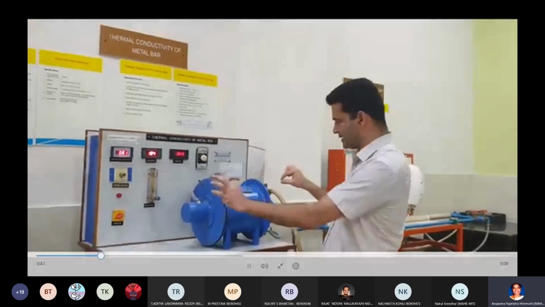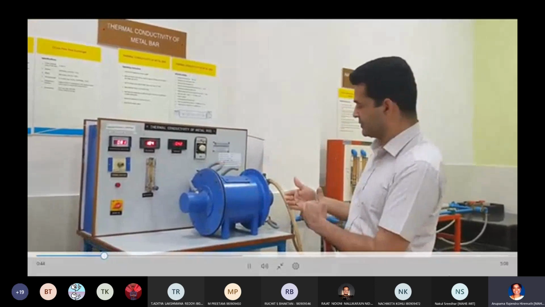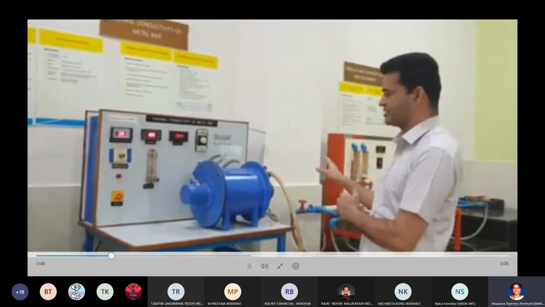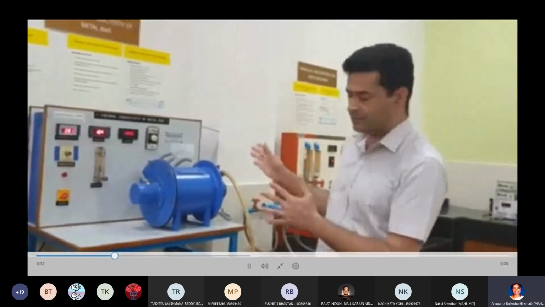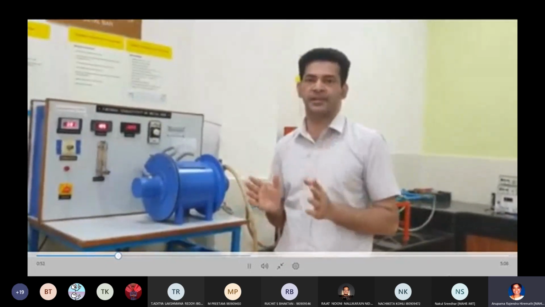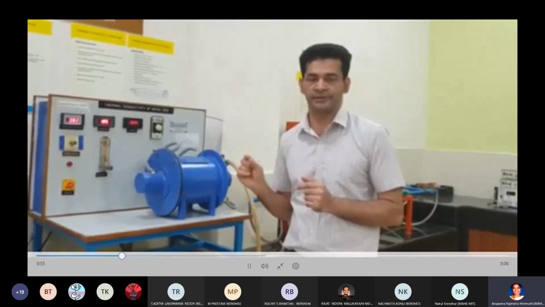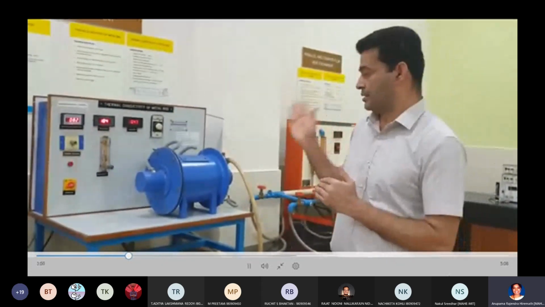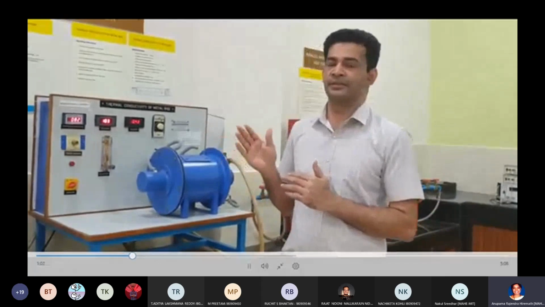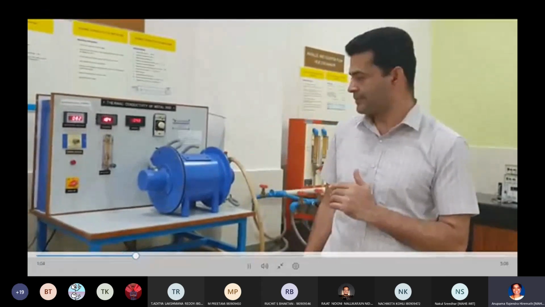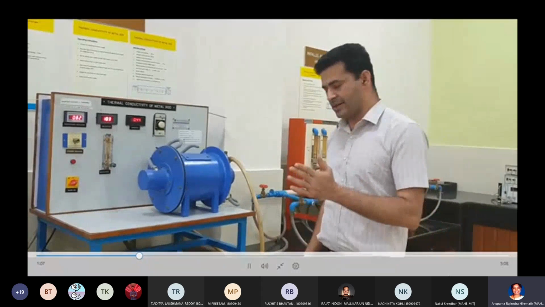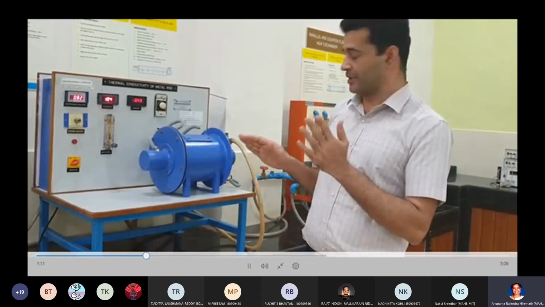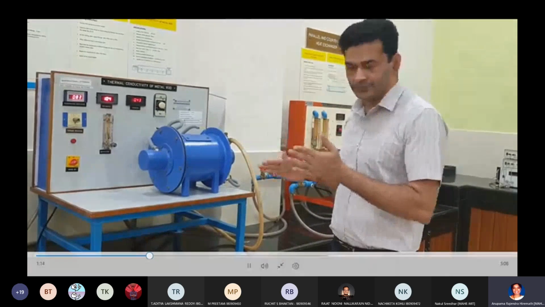The rod is kept in the center and it is well insulated. A very thick insulation is provided so that we have one-dimensional heat transfer. So our aim is to find the thermal conductivity of that metal rod. You know from the heat transfer course, the law that governs heat conduction is Fourier's law, and the rate of heat transfer is directly proportional to the temperature gradient along the rod.